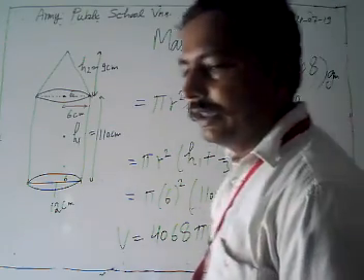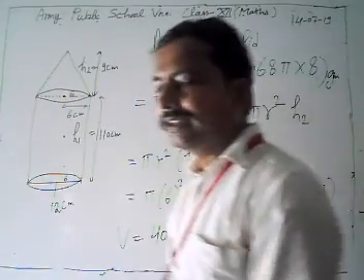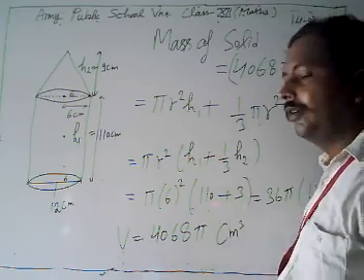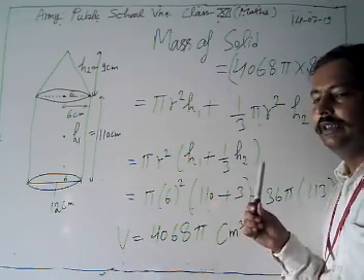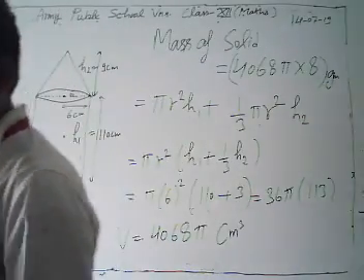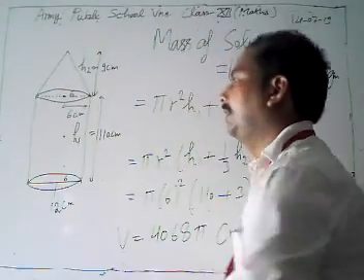This gives us the mass of the solid in gram, and if you want to convert the mass into kg, then you have to divide by 1000. Then you can also convert the mass into kilogram. Now look, I am just going to explain one time again.